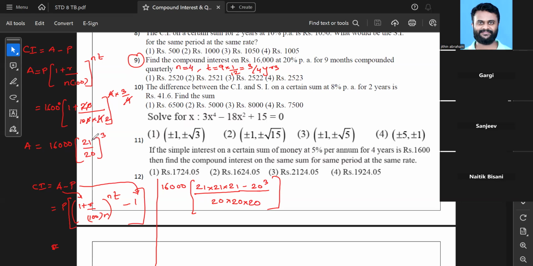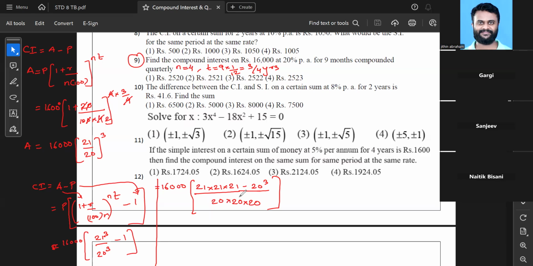Okay. So I have 21 cubed upon 20 cubed in the case of amount. So what I've done, I am writing 16,000 in the bracket. Over here, 21 cubed upon 20 cubed minus 1. In the next step, I'm going to take LCM. So 20 cubed, I'm going to multiply over here. 21 cubed can be written as 21 into 21 into 21. 20 cubed can be written as 20 into 20 into 20. So far, so clear? Yes, sir.